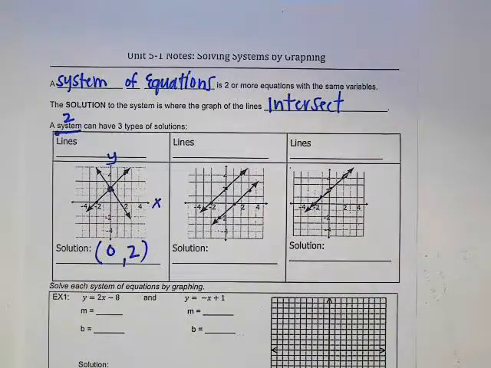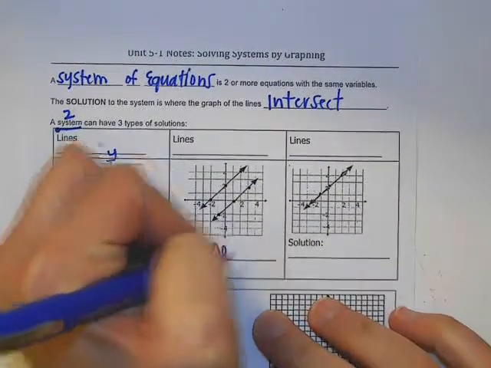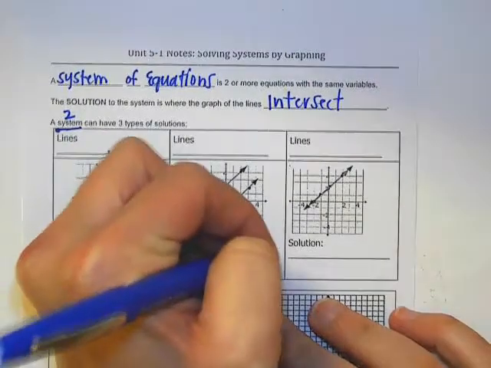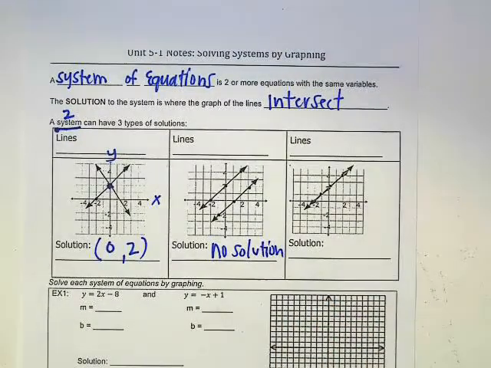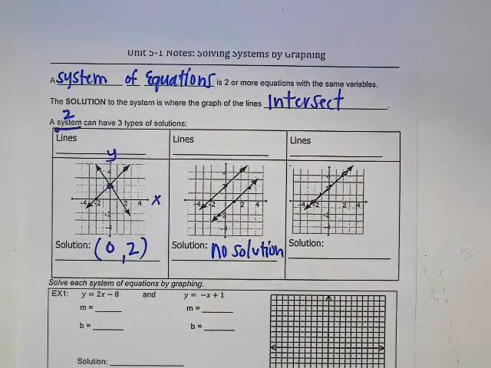The second type of solution you can have is, what type of lines are these? Parallel lines. Well, what do you know about parallel lines? They never cross. So a solution is where they cross. Well, if they never cross, what would the solution be? No solution. They can't have a solution because the solution is where they cross. That makes sense? Okay, that's two types of solutions that you can have for systems.